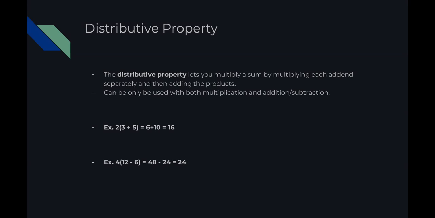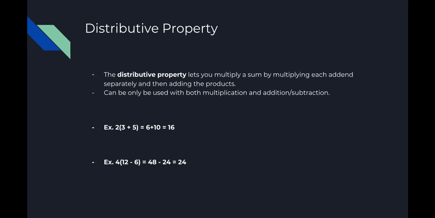The first property that I want to talk about is the distributive property. This property lets you multiply a sum by multiplying each addend separately, and then adding the products. This property can only be used with both multiplication and addition or subtraction.